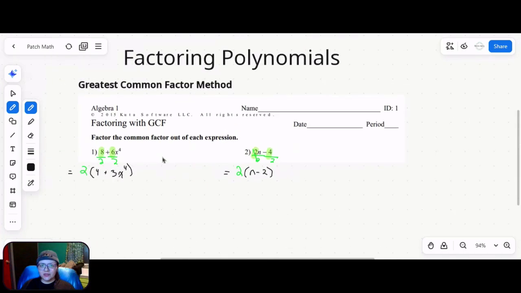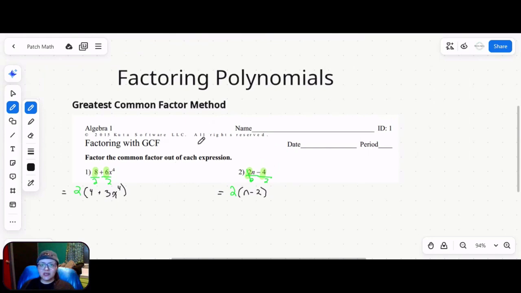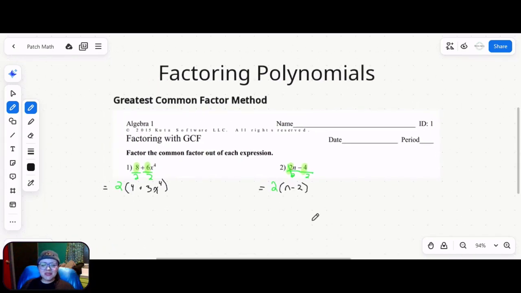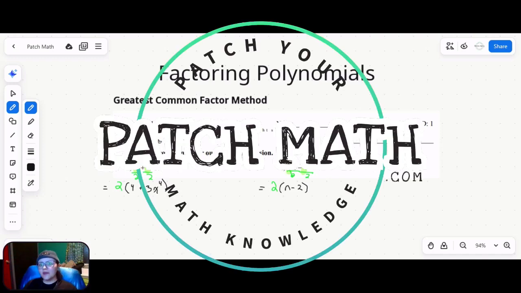And for each of these, the GCF is written in green out front, with what remains written in the binomial next to the GCF. All right, that is two easy problems using the GCF method. Please stay tuned for a video using the GCF method where we will be factoring out a variable as well.